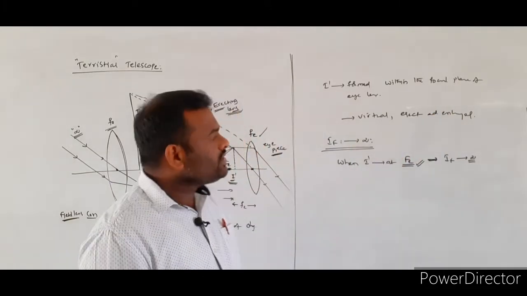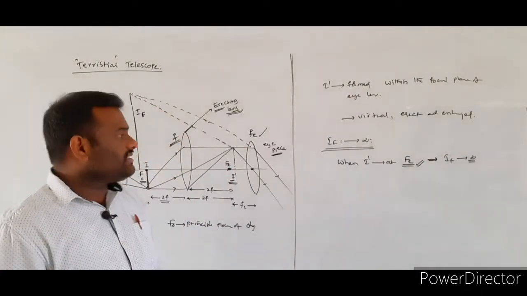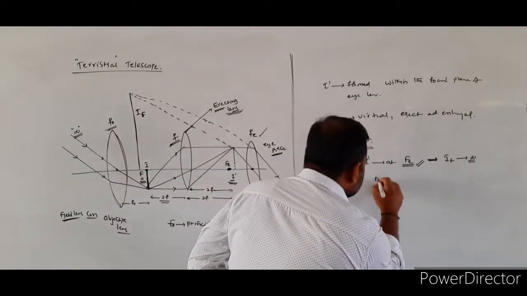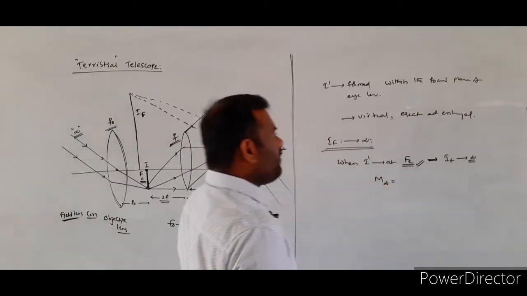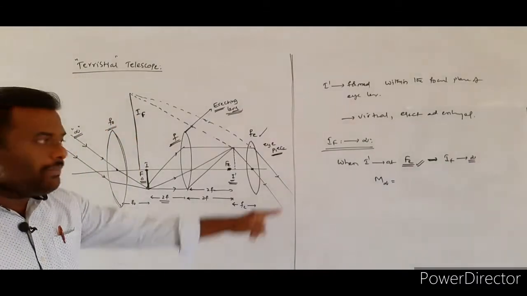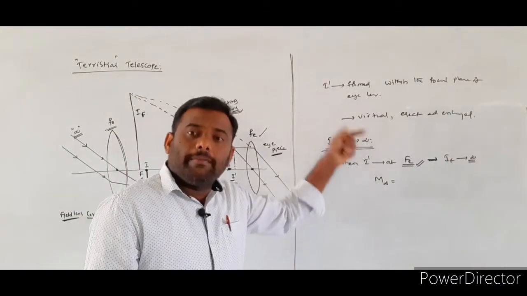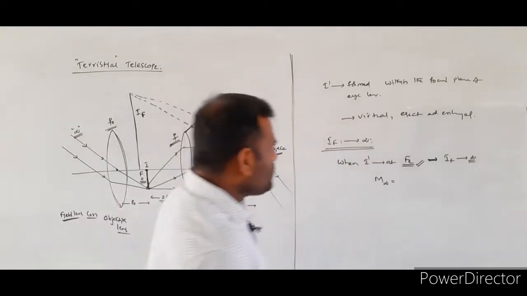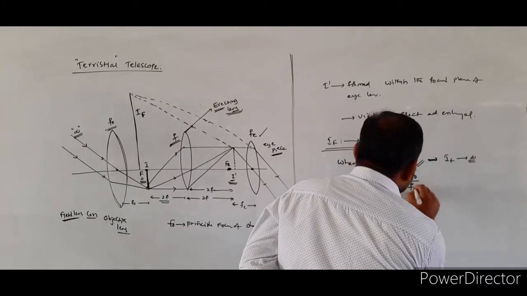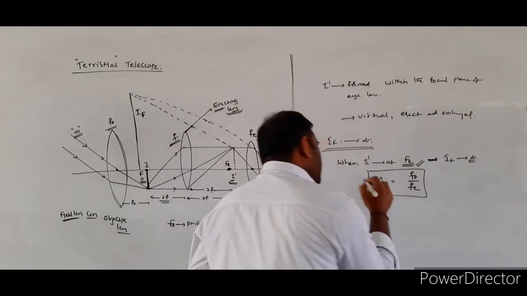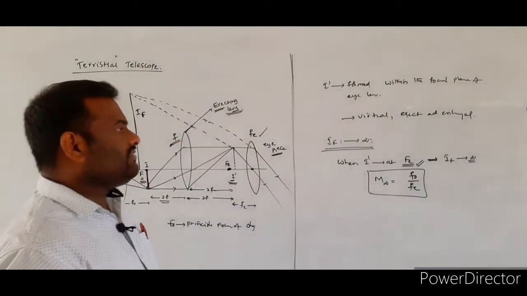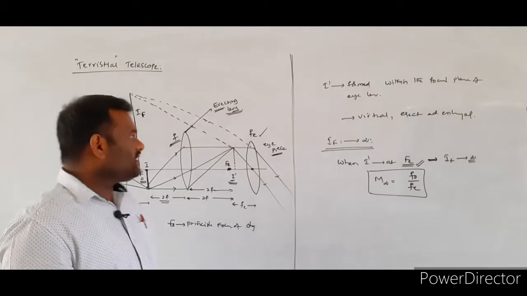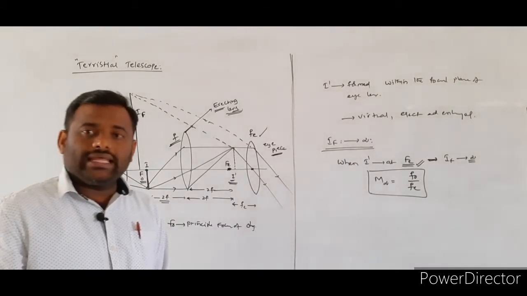At infinite distance. So whenever the final image is formed at infinite distance, what is the magnifying power of the terrestrial telescope? It is given by M infinity. M infinity indicates the magnifying power of the terrestrial telescope when the final image is formed at infinite distance. It is given by f naught by fe. M infinity is equal to f naught by fe.